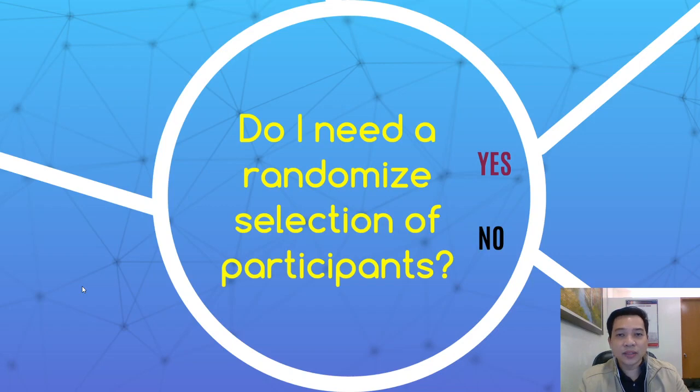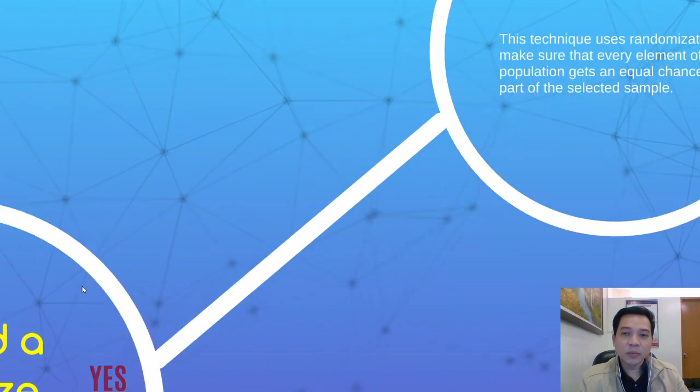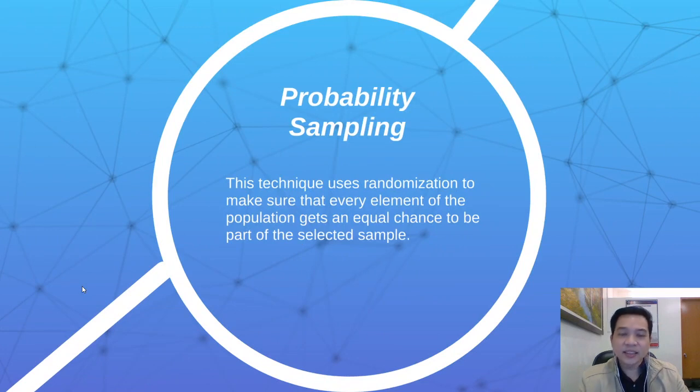That is when you call it randomized. So, what is your answer? Now, if you answered yes, that is the moment we will be dealing with probability sampling. Probability sampling is the technique that uses randomization to make sure that every element of the population has an equal chance to be selected as part of the sample.